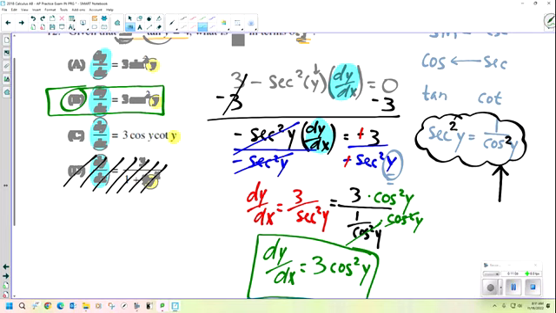There you go. 12 is B. We're looking good. And again, you need to know your trig facts. They will come up on this exam.